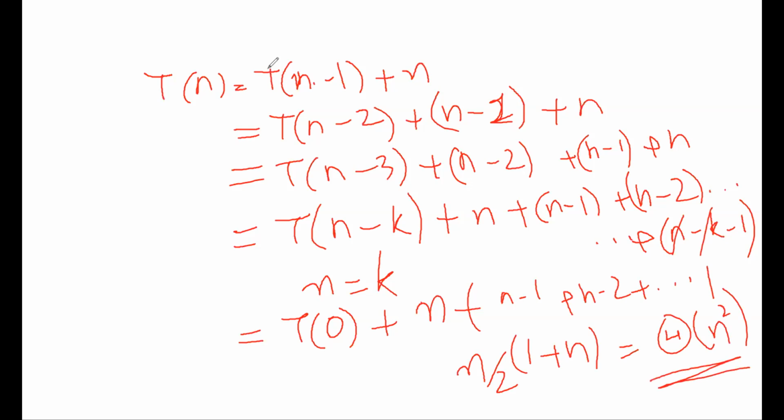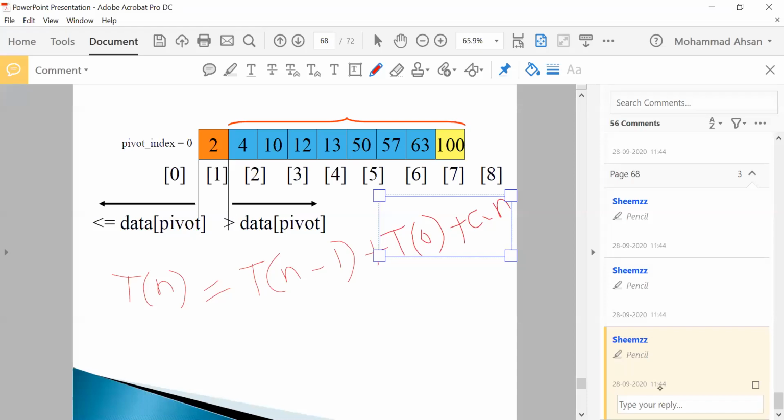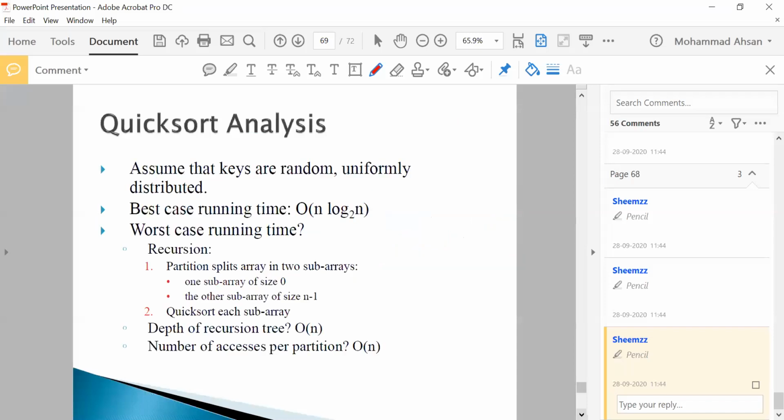So the worst case for quicksort is n square. So best case is n log n, worst case is n square, and the balanced case, let's not go into that maths because it will be very difficult to do on the board. Average case analysis is also of the order of some log n, not to the base 2 because the partitions are not like half and half in that case.